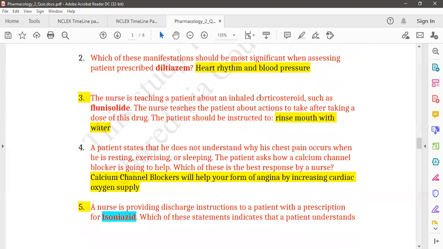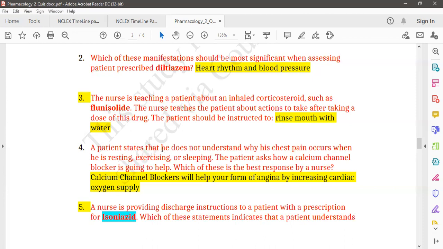The nurse is teaching a patient about inhaled steroids such as flunisolide or fluticasone steroid inhaler. The nurse teaches the patient about the action to take after taking a dose of these drugs. The patient should be instructed to rinse the mouth with water. So steroids can cause candida. It is good to rinse the mouth after using this steroid.